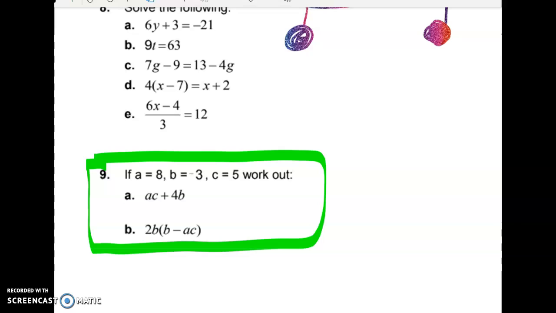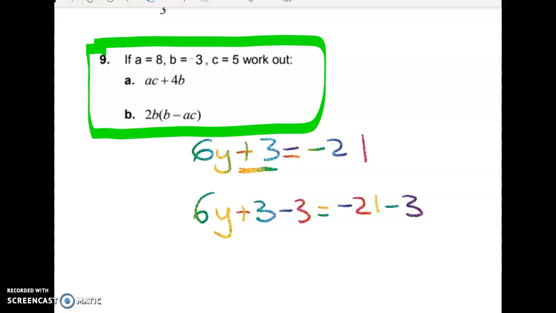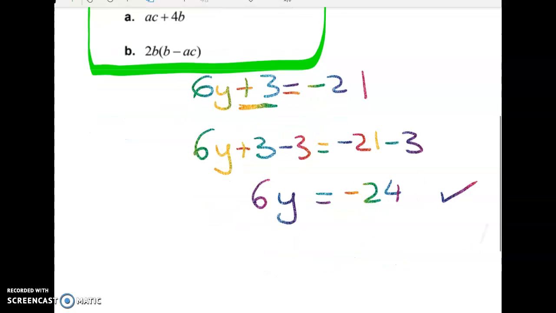So we've got A is, where's my pen? 6y plus 3 is equal to negative 21. Right, so our goal is to isolate the y. So we're going to subtract 3 from both sides. 6y plus 3 take away 3 is equal to negative 21 take away 3. Which gives me 6y is equal to negative 24. If you're confident, it's totally fine to go straight to that line. Just be careful if you're going to do that.